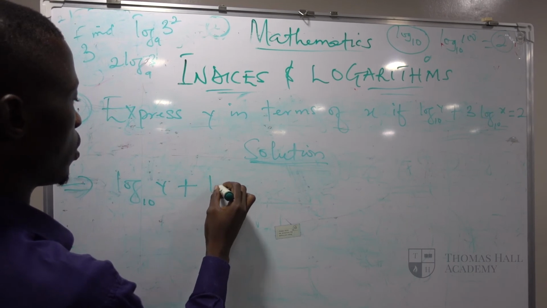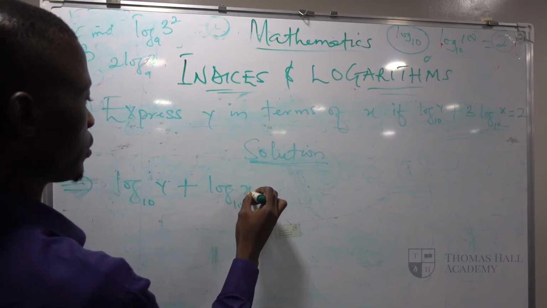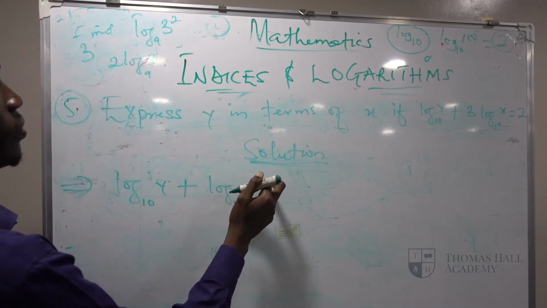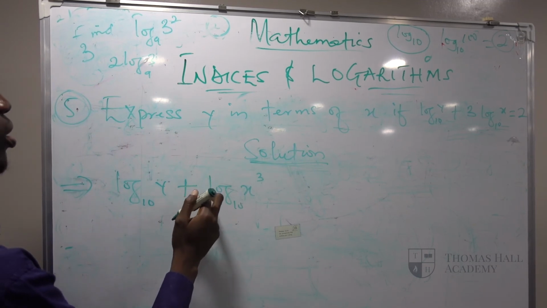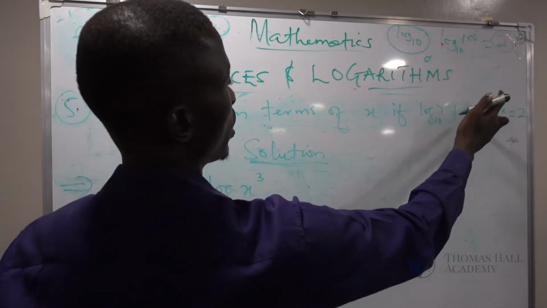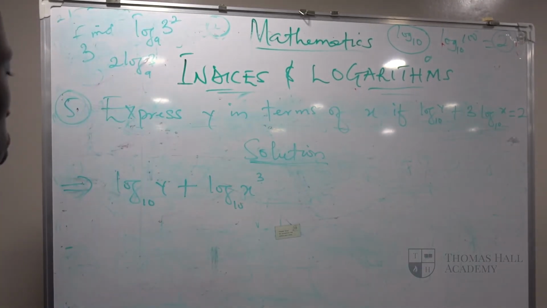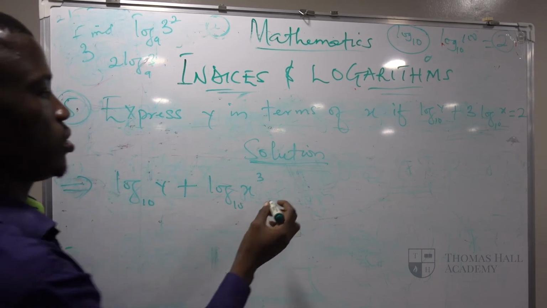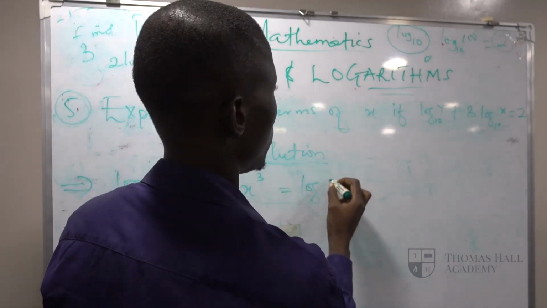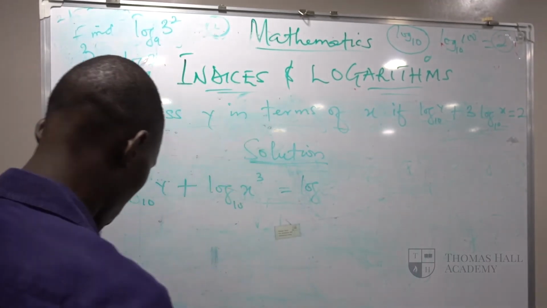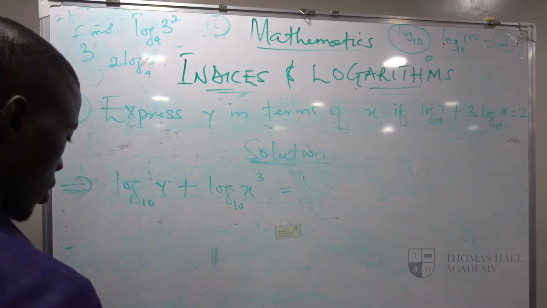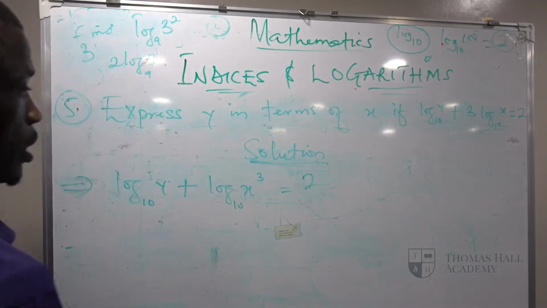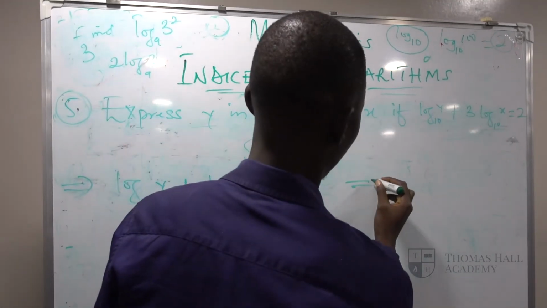Plus log base 10 of x raised to the power 3. Another way of writing 3 log x is log x raised to the power 3, because this 3 coming here becomes 3 log x base 10. So we are turning this around to the other side. So it looks like this, equals 2, not log 2, equals 2. And so we have it this way. We move forward.